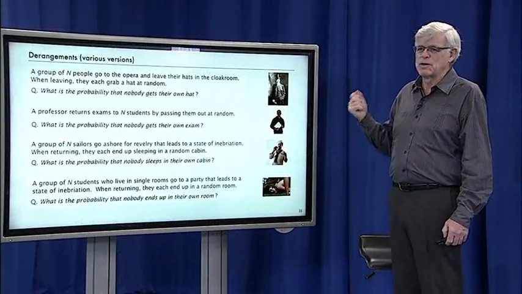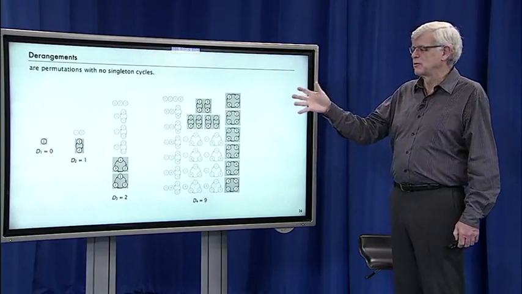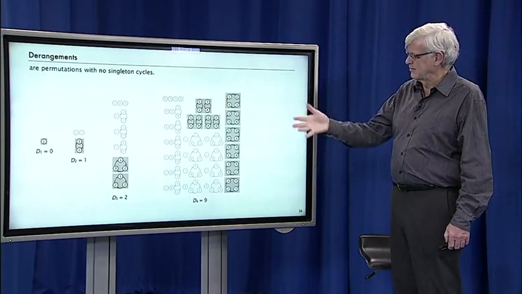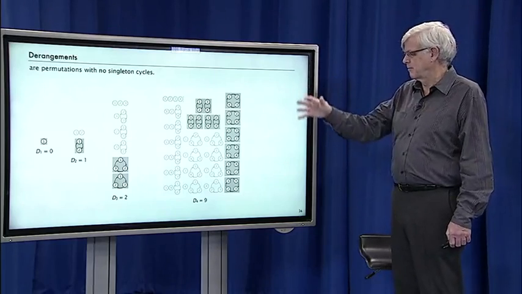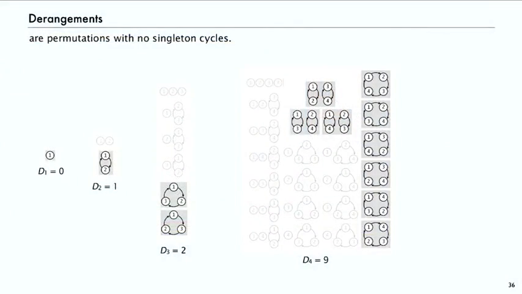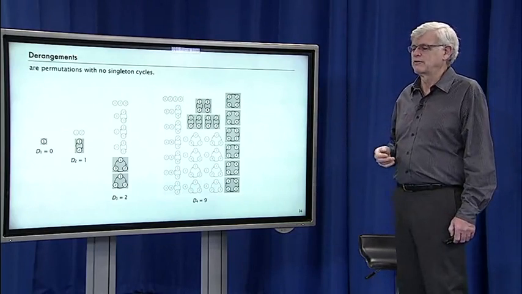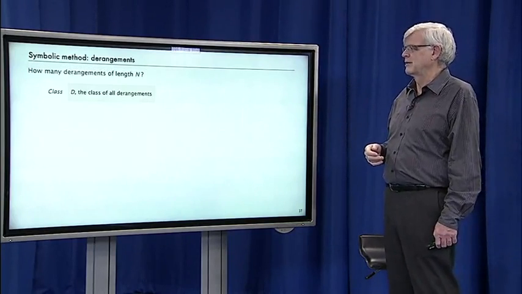To solve that problem, what we want to do is count derangements. Derangements are permutations with no singleton cycles. So this is our table of sets of cycles, which are equivalent to permutations, with the ones that have singleton cycles grayed out. So there are 9 permutations of size 4 that have no singleton cycles. The probability that nobody winds up with their own hat if there are only 4 is 9 over 24. And so this maybe is not a familiar sequence. So let's see how to analyze that with the symbolic method.